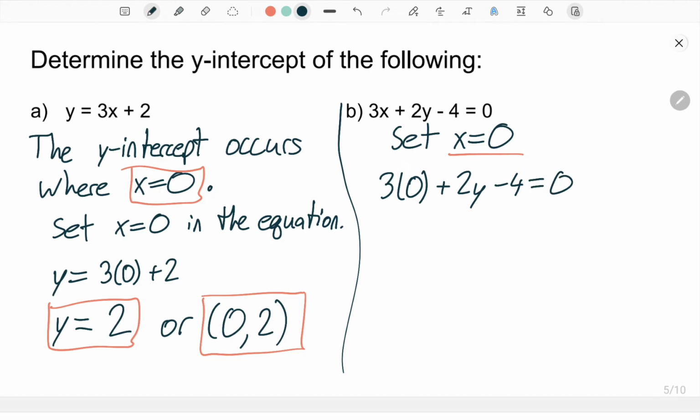All right. So if we do that, 3 times 0 is just 0, so you're just going to have left 2y minus 4 equal to 0. And when we're finding the y-intercept, we're always just figuring out what is that y value where it crosses the y-axis. So we need to solve for y. So we can use our solving equations techniques, move the minus 4 over, turn it into plus 4.